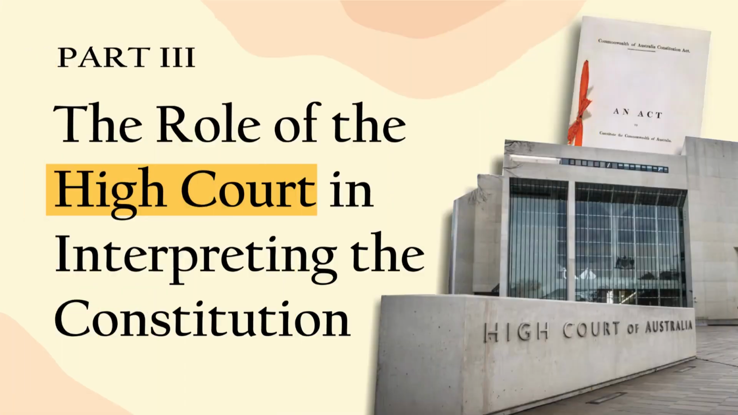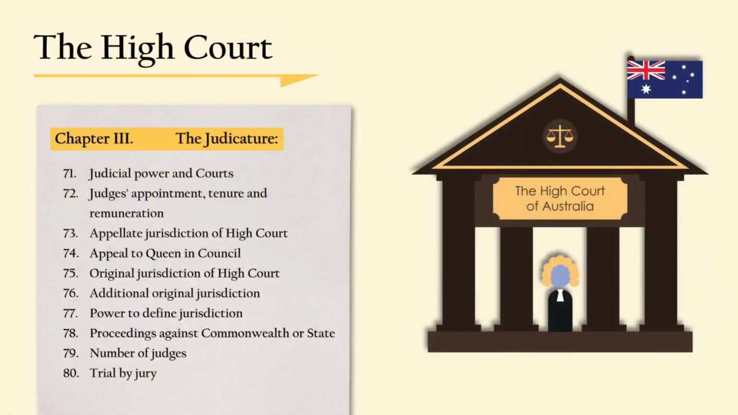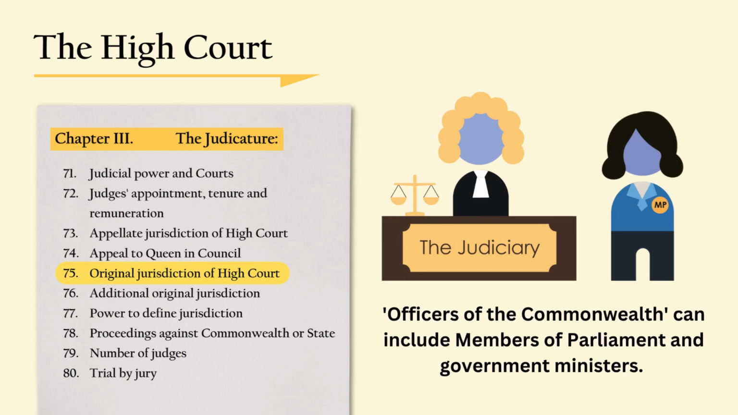The High Court is established in Chapter 3, as a final court of appeal, and to interpret the Constitution. The High Court is a powerful check that ensures the legislature and executive act within their roles as defined by the Constitution. In particular, Section 75 requires officers of the Commonwealth to act within the law. This is a key element to the rule of law, where all people, including those in power, must follow the law.